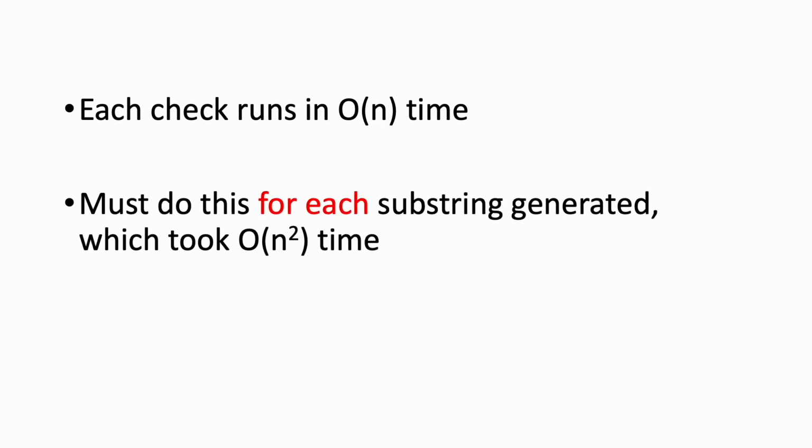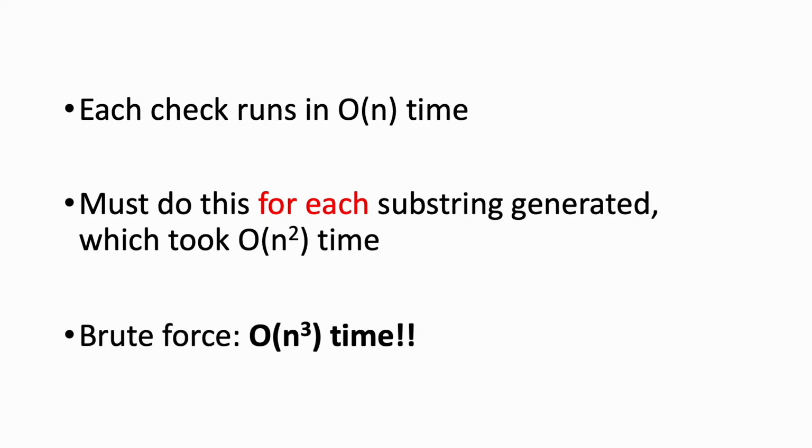Now, each one of these checks runs in O of n time, and we'd have to do that for every single substring, which took O of n squared time to generate. So in total, the brute force algorithm ends up running in O of n cubed time. Now, we can improve this by eliminating some redundant steps.